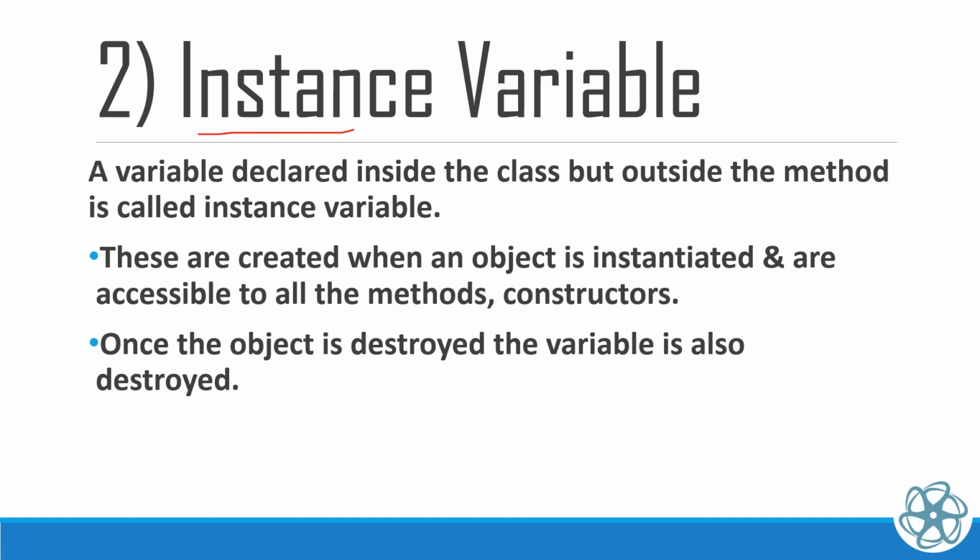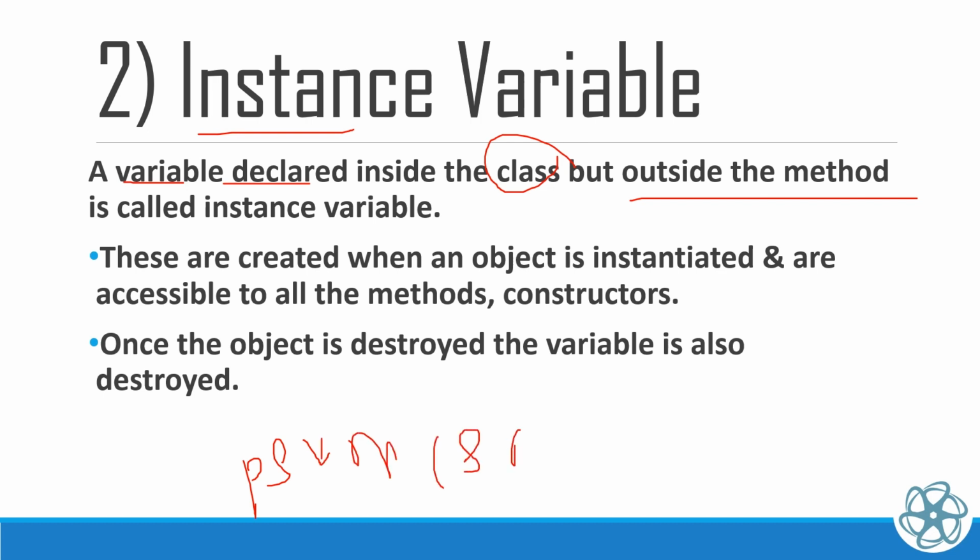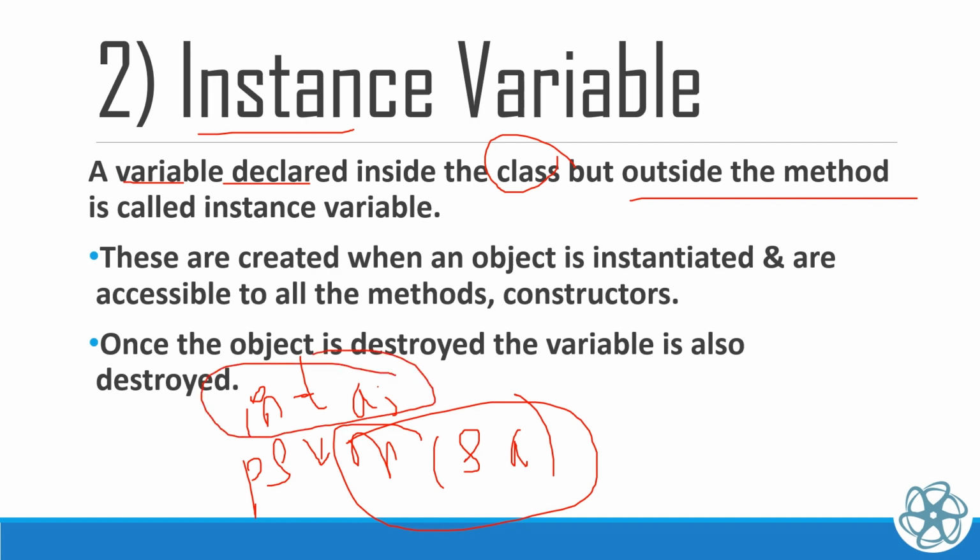Next is the instance variable. So what are instance variables? A variable declared inside the class but outside the method. What does it mean? If I declare some value outside the method, before writing public static void main string args, PSVM, which is the main method, I can declare a variable called int a. Then this is called an instance variable.